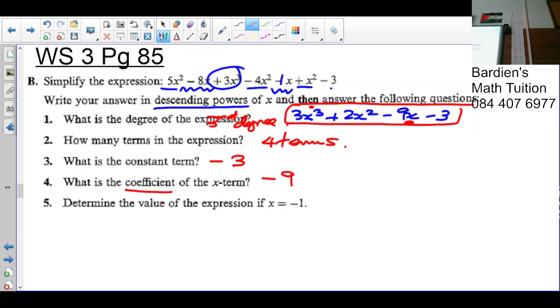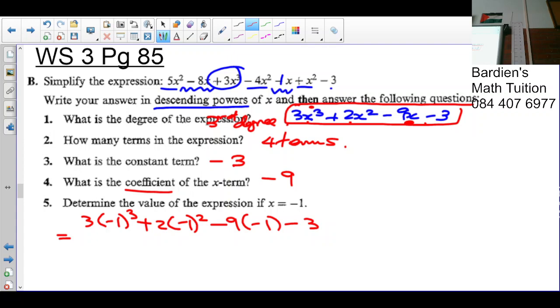Number 5. Determine the value of the expression if x is equal to negative 1. What does that mean? You must substitute. x is negative 1. So here, if I say x, I put the negative 1. So it's 3 open brackets, negative 1 cubed, plus 2 times negative 1 squared, minus 9 times negative 1 minus 3.